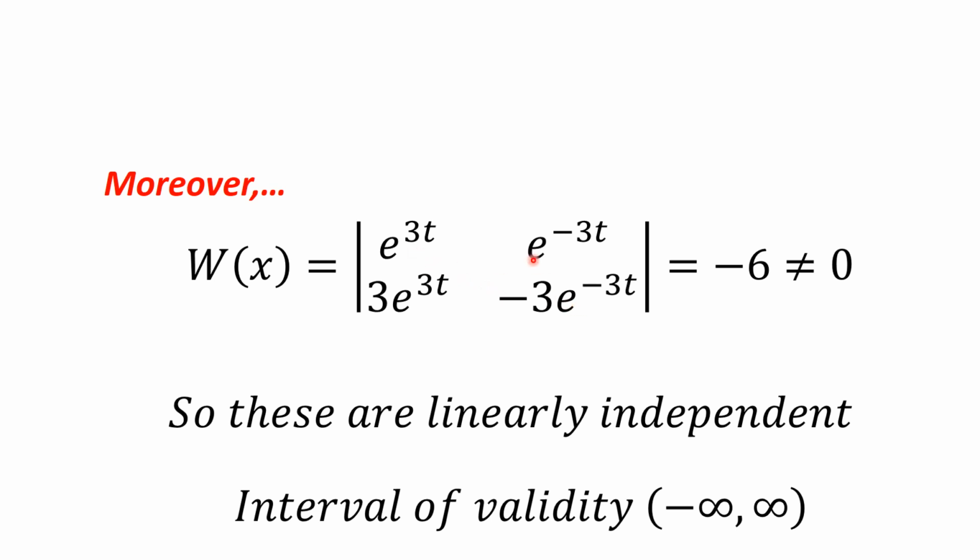And it's going to be minus when I take this one times this one. Again, what is going to happen is this is e to the minus 3t times e to the 3t. That's going to be 1. I get 3. So you see this is going to be minus 3 minus 3. And minus 3 minus 3 is minus 6. And minus 6 is never equal to 0.